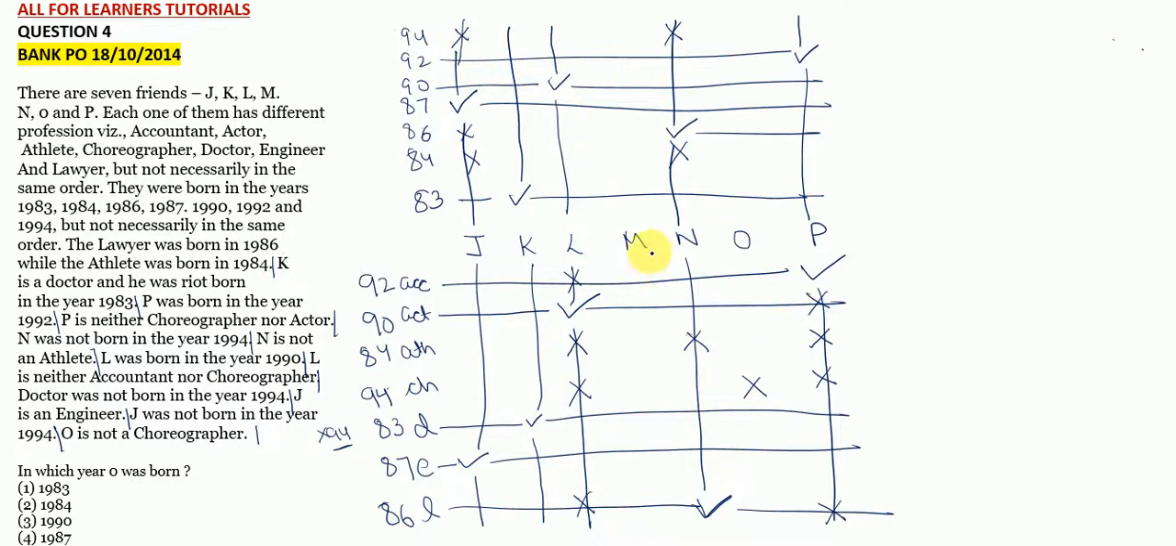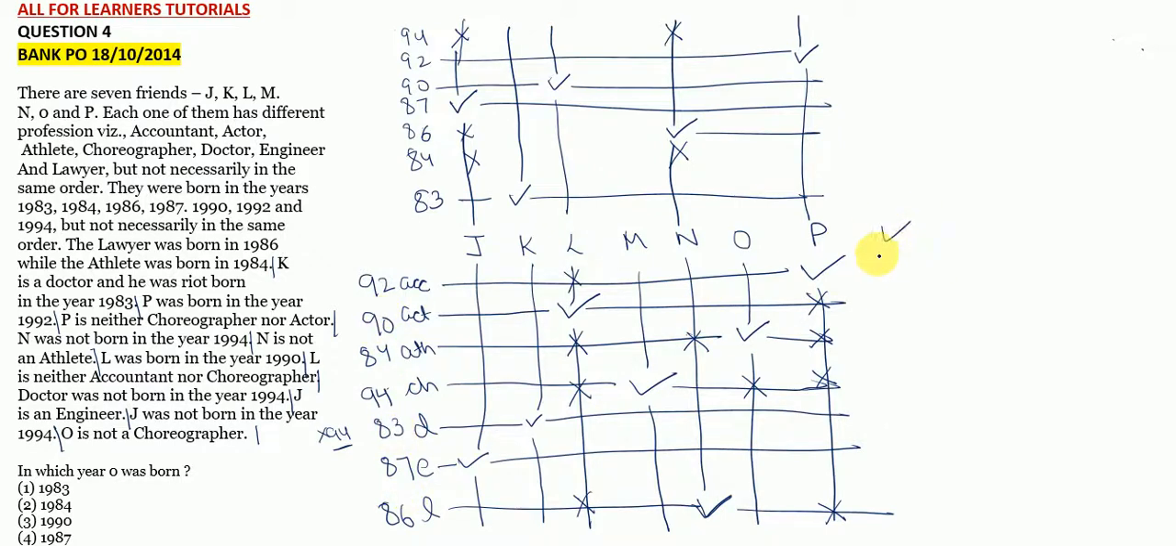Which one is left now? M and O are left. For M, we have two choices: athlete and choreographer. For O, we have only one choice, that is athlete. So clearly, O is our athlete, and M is our choreographer. That means our tabular form is completed. We have got all our professions for our people and we have got the years also.